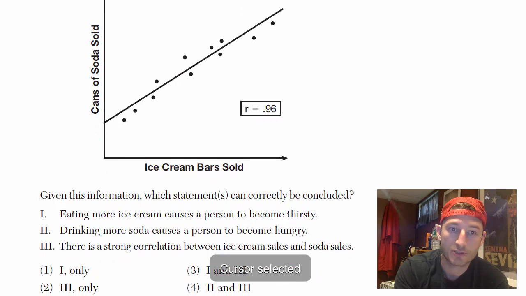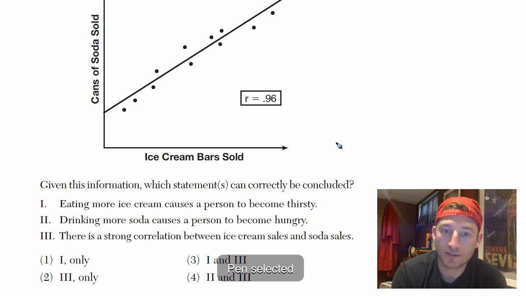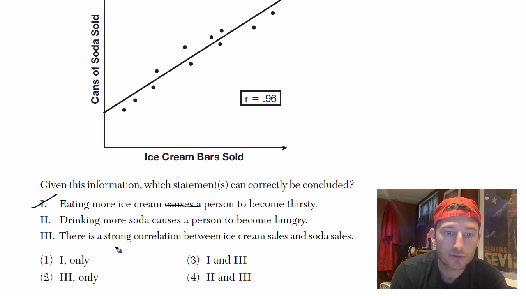So what can we assume from the data or the graph? Let's look at number 1. Given the information, which statement can be correctly concluded? Eating more ice cream causes a person to become thirsty. I don't like this word, causes. It's gone. Drinking more soda causes a person to become more hungry.